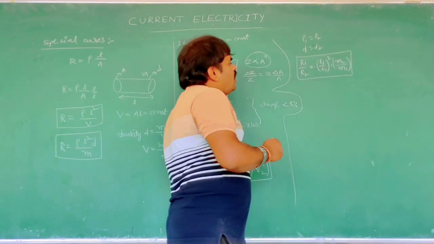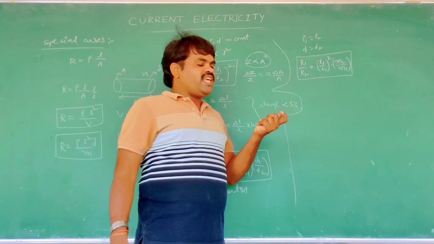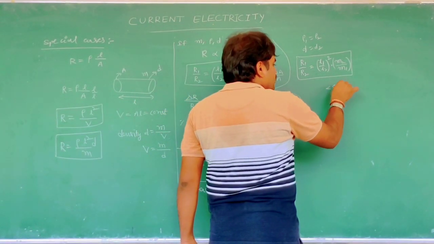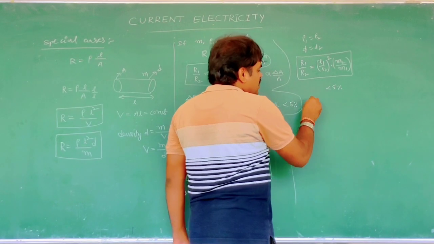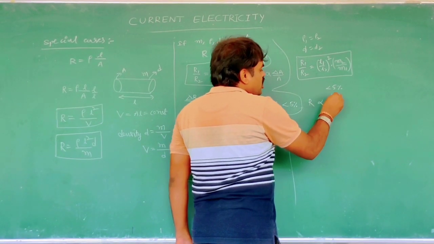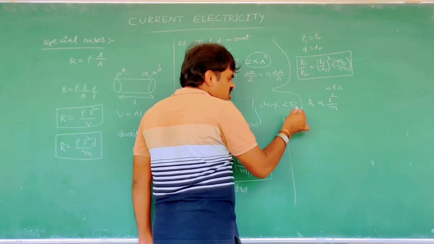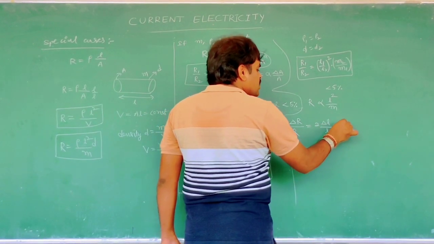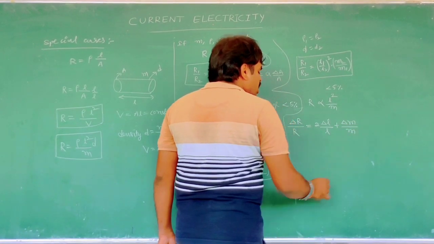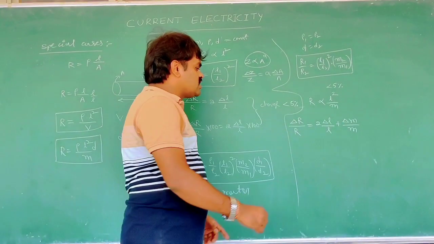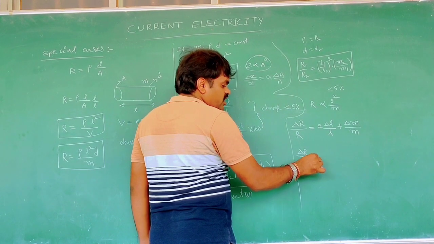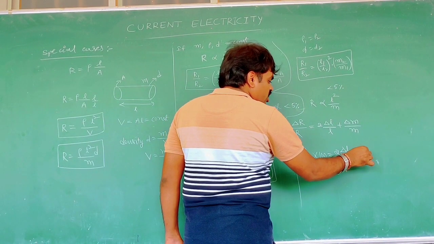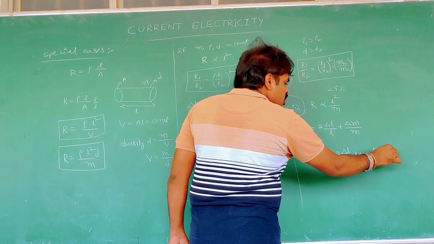Here, if the measurements of length and mass have some error, and that error is less than 5%, then we can write R is proportional to L square by M. Then by using the error relation, delta R by R is equal to 2 into delta L by L plus delta M by M. That is the total error in delta R by R. The percentage error, delta R by R into 100, is equal to 2 into delta L by L into 100 plus delta M by M into 100.